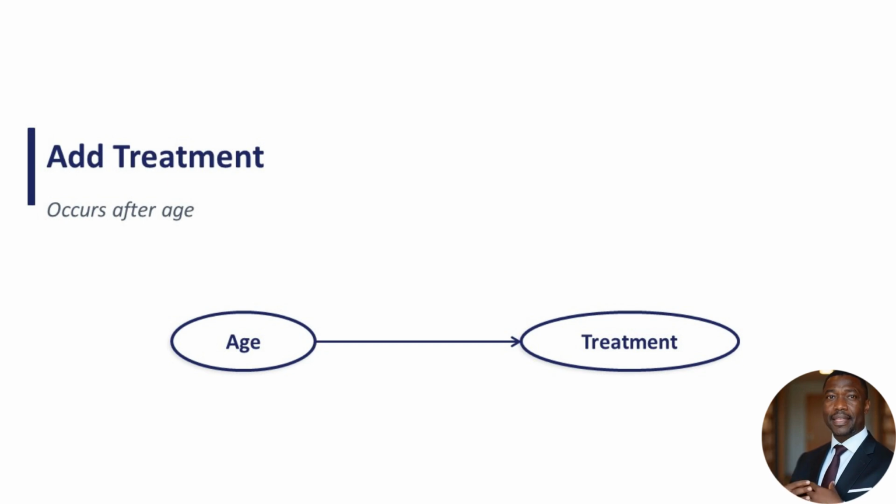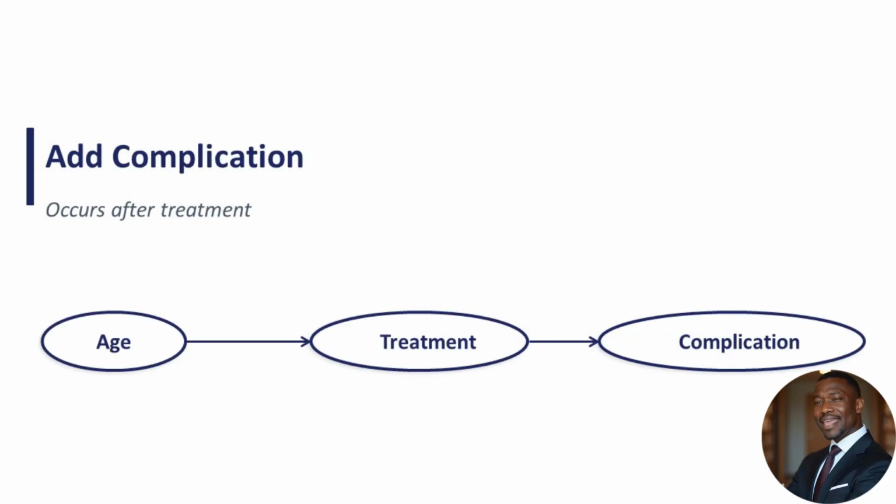Next, we add treatment. In the clinical timeline, a treatment is prescribed after a patient has already been diagnosed, and the patient's age is known before any clinical encounter takes place. So treatment appears to the right of age in our directed graph, with an arrow indicating that age precedes treatment. We then add complication. Clinically, a complication is an adverse event that arises after a treatment has been administered. This means complication follows treatment in time, and treatment follows age. The graph grows step by step, reflecting the natural causal flow of a clinical episode.